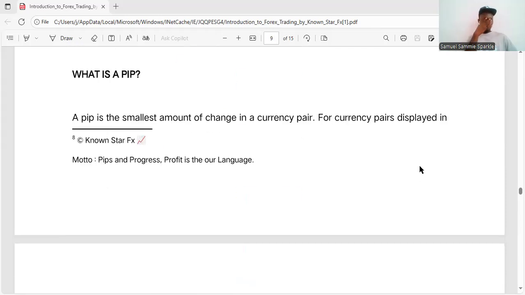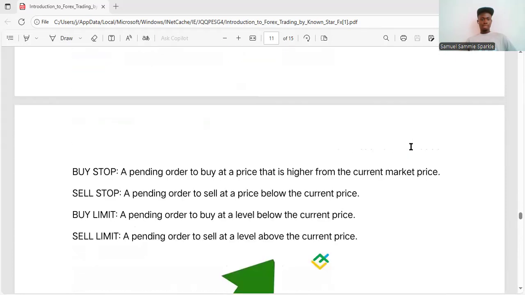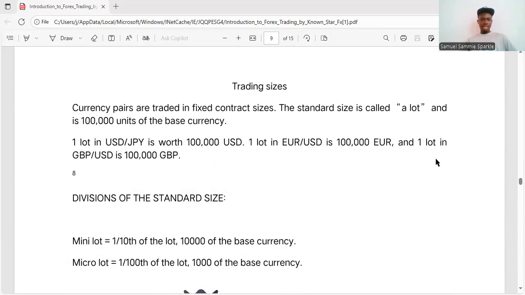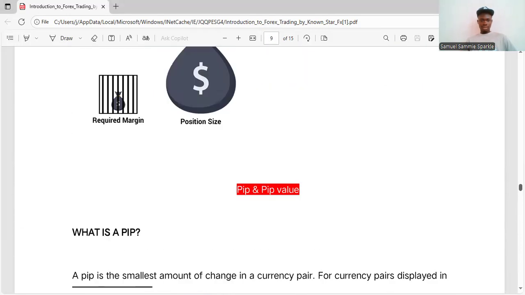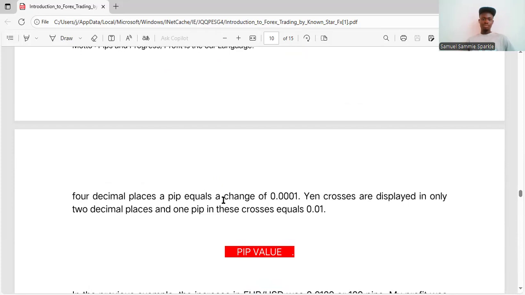So what's a pip? A pip is the smallest amount of change in a currency pair. For every currency pair displayed in 4 decimal places, a pip equals a change of 0.0001. Yen crosses are displayed in only 2 decimal points, and 1 pip in these crosses equals 0.01.